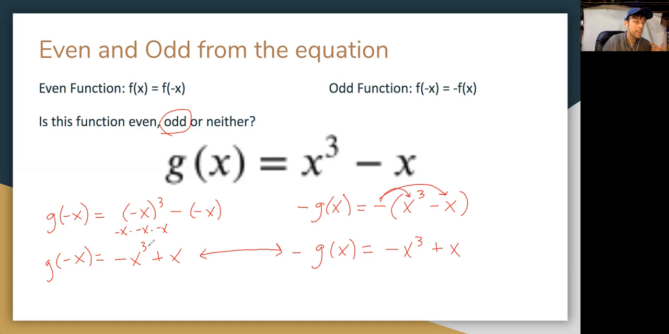Now, we can quickly examine what we've already done to show that it's not even, right? g of negative x is this thing right here, and it's not the same thing as the original function. It's a little different. It doesn't have a negative here, right? It's not the same as the original function. So we definitely know that it wasn't even. And so it's an odd function.